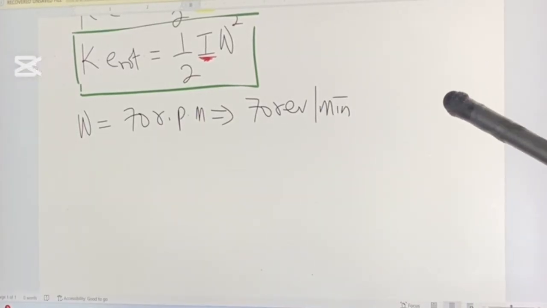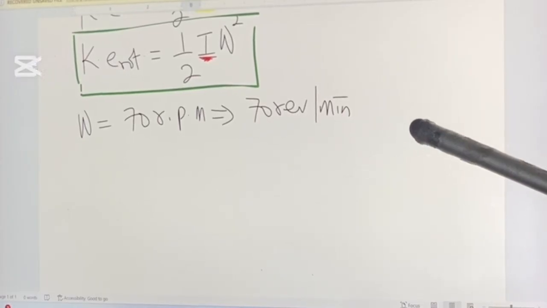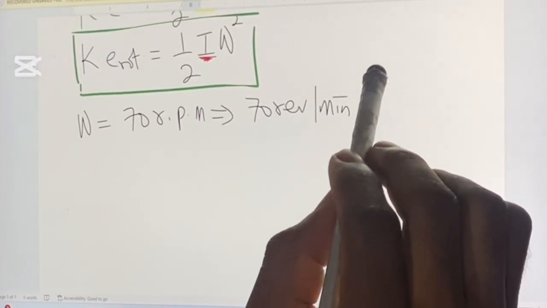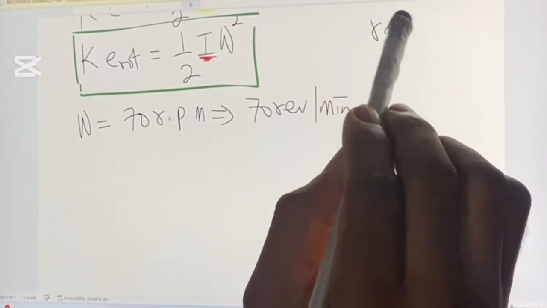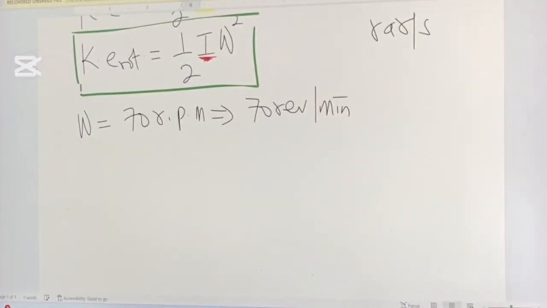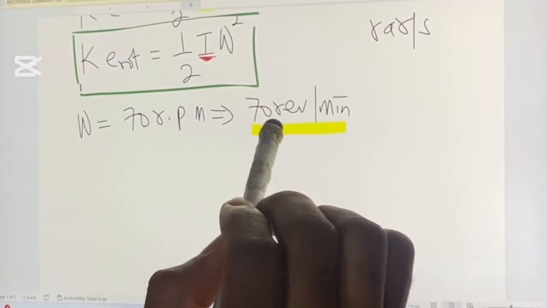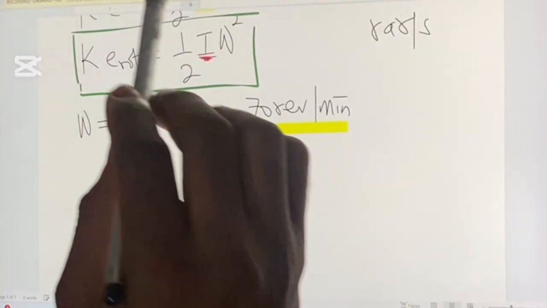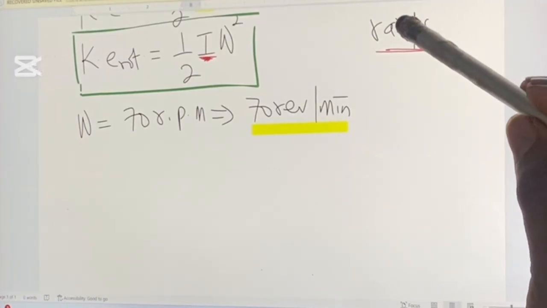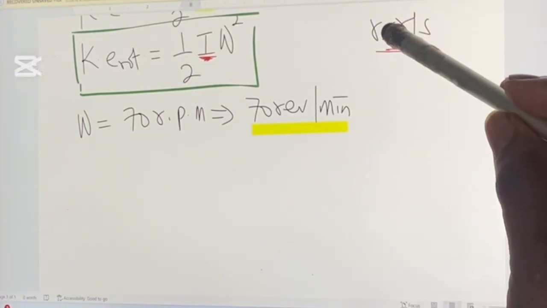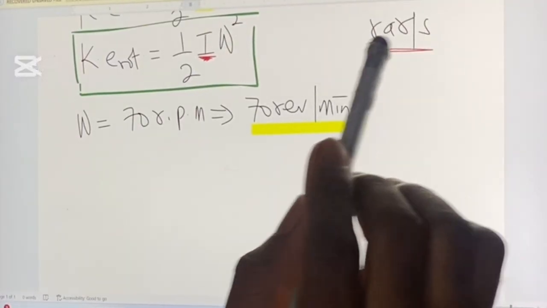But in physics, angular velocity is not measured in revolutions per minute. The standard unit for angular velocity is radians per second. Please take note. So class, to convert this 70 revolutions per minute to radians per second, we have to know the standard relationship between revolutions and radians, and also the standard relationship between minutes and seconds.